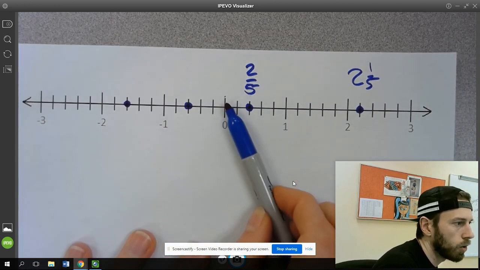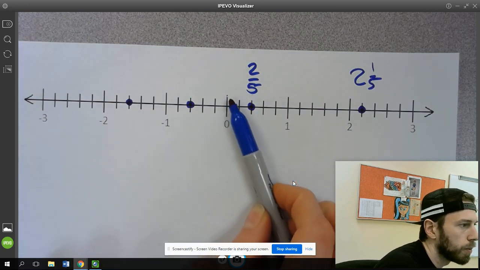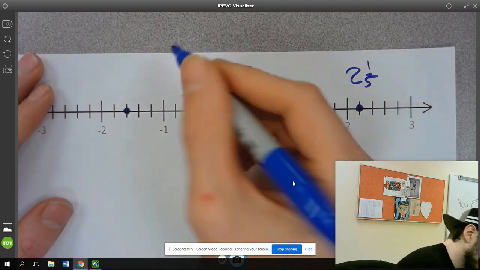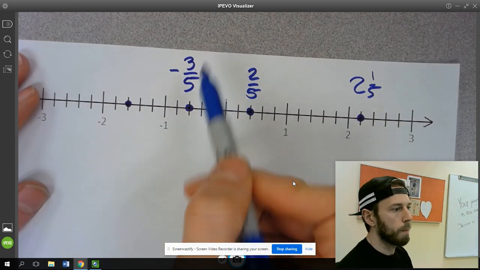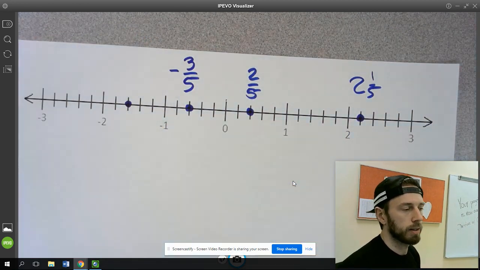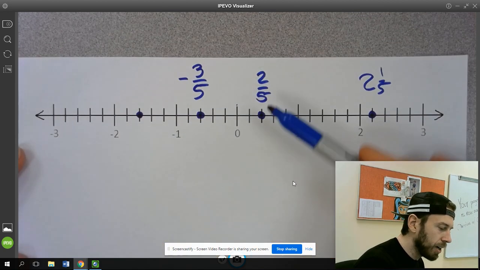So we start at 0. We know it's still cut into fifths, so I'm going to count backwards. 0, we're going to go back 1, 2, 3 places. So that's just -3 fifths, right? Because we went back 3 spaces here in between 0 and -1. So it's -3 fifths.